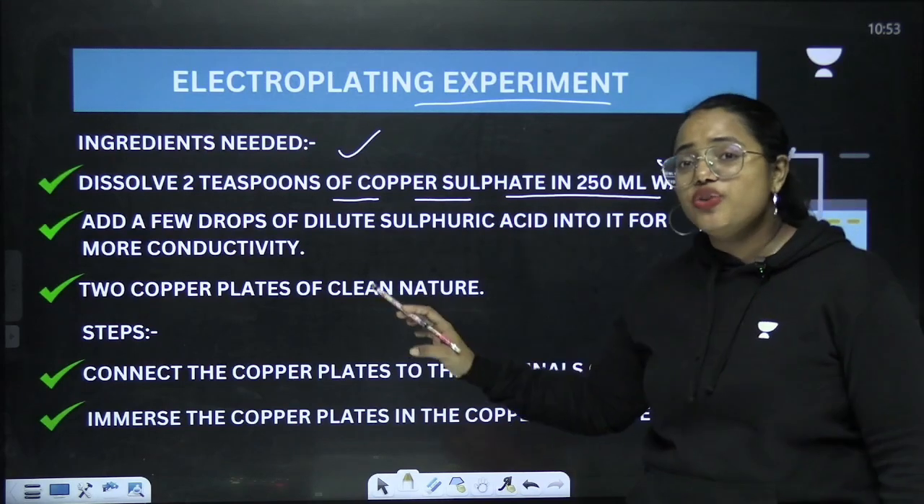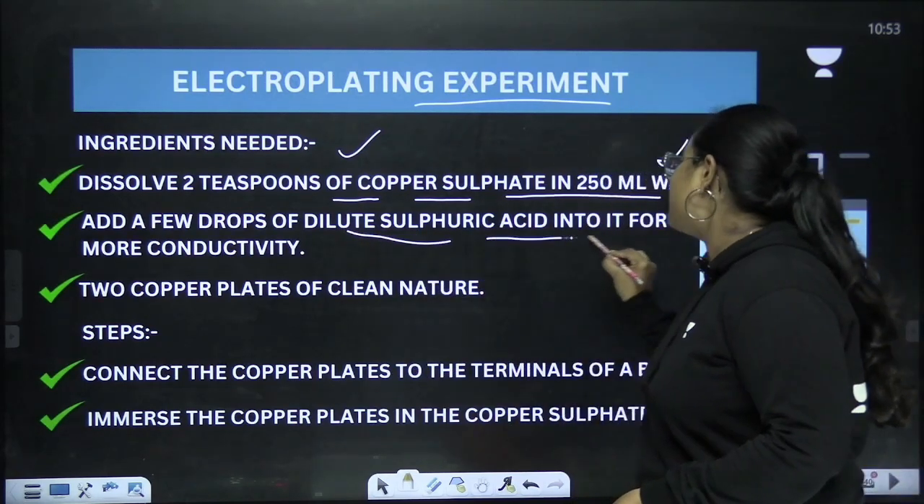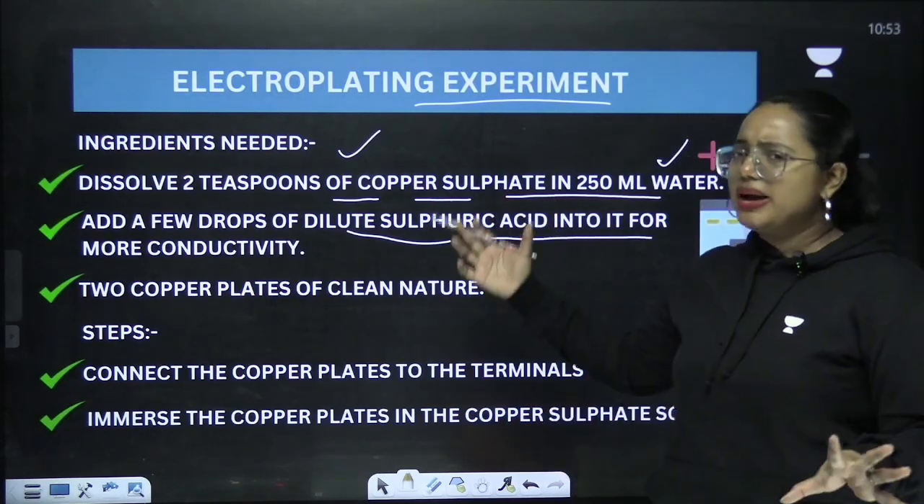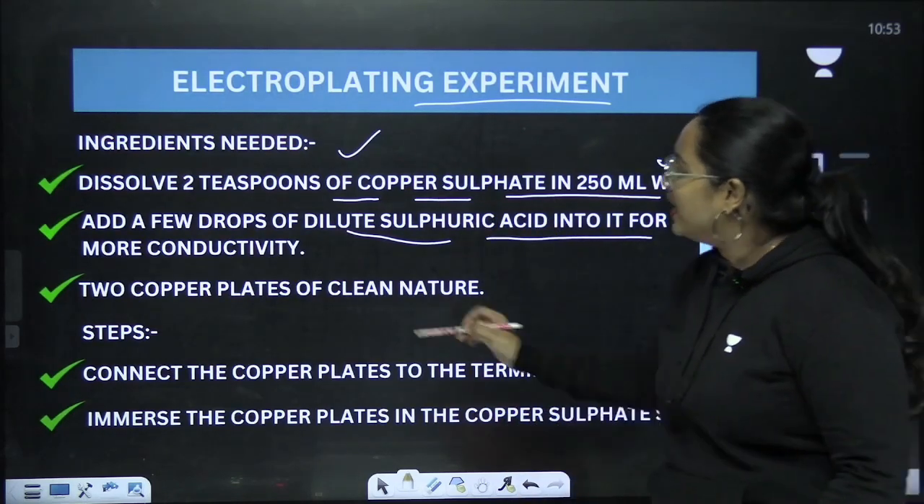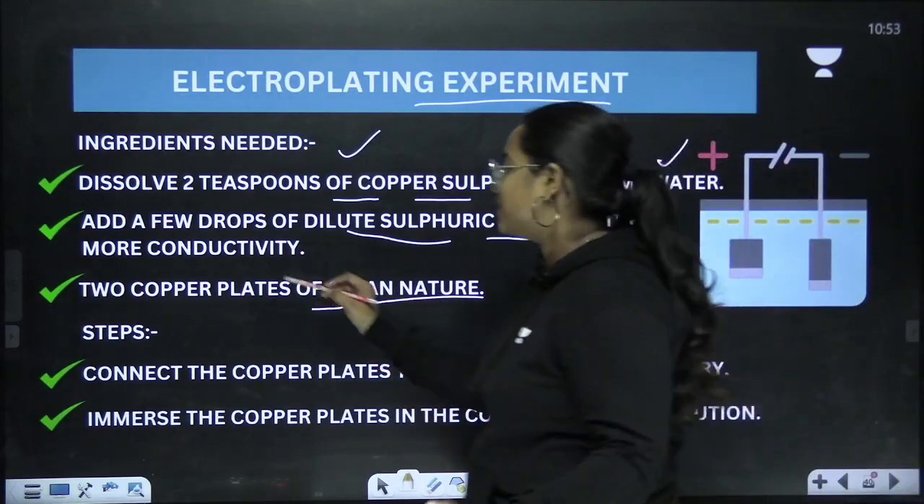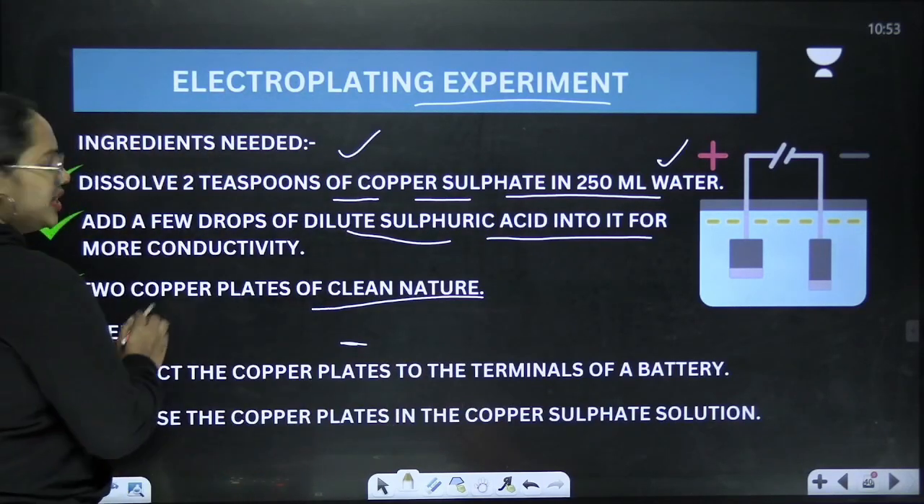When you dissolve it, you get a solution. Then you need to add a few drops of dilute sulfuric acid for better conductivity. Clear? These are the main ingredients that we need. Then we need 2 clean copper plates. These copper plates are going to act as electrodes. Clear? And what are the steps?